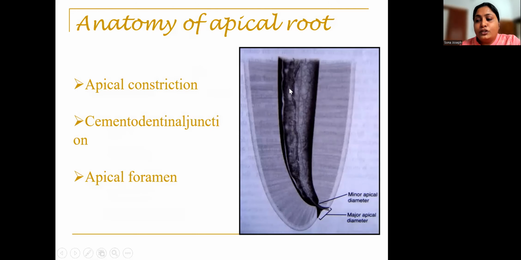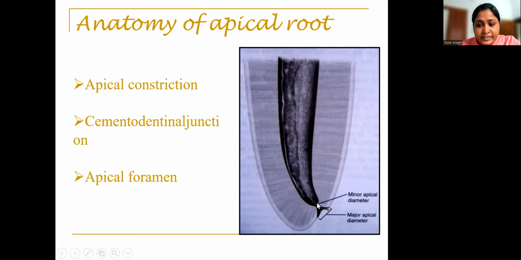And in the apical third, you should know one more thing. The canal continues and then forms a constriction. Before exiting into the periodontium, the main canal forms a constriction and then flares out to be the major apical diameter or the apical foramen. This constriction is known as minor apical diameter.